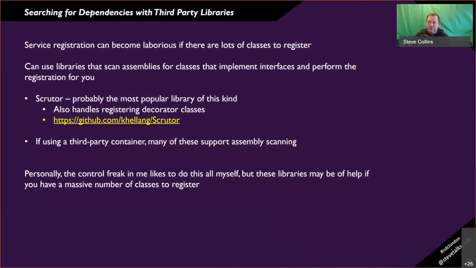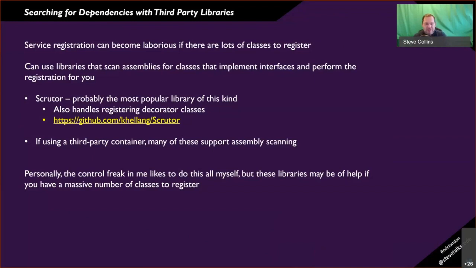The last missing feature from the Microsoft container that is supported by others is registration of services by convention and assembly scanning. Now, I'm not personally a big fan of doing that, as I'm a bit of a control freak, and I like to know exactly what's going on. As we saw earlier, it's possible for registrations to stamp all over each other, depending on the order that they're registered. However, I do get it. If you've got masses of classes to register, and that can be a really laborious task, I totally understand why you may be looking for a shortcut.